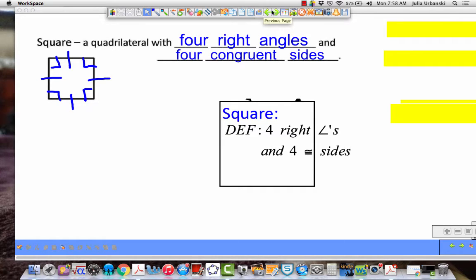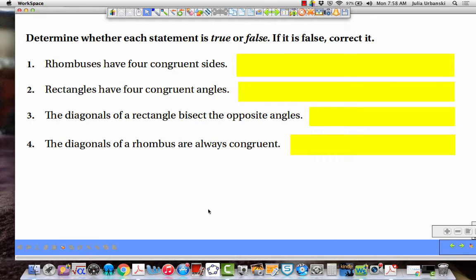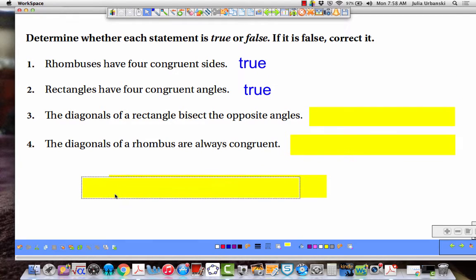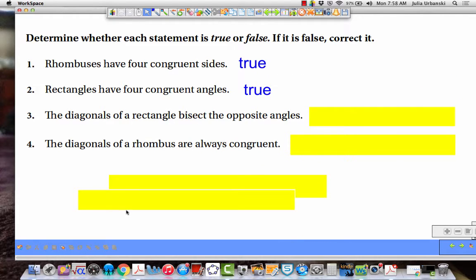True or false? That's false, corrected. Look at your chart. Yes, you're allowed to use notes, but your chart is even better. So look at your chart and tell me, do rhombuses have four congruent sides? Yes, that's true for that one. Do rectangles have four congruent angles? What kind of angles do rectangles have? Right angles are all congruent, right? 90, 90, 90, 90. They would all match each other. So that one is yes, for right angles are always congruent.